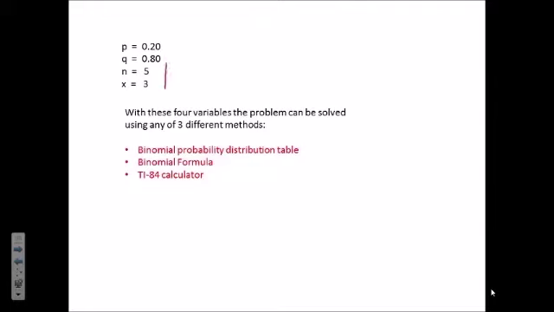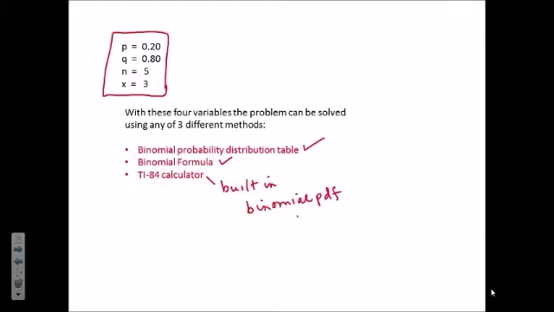So we have found these 4 values, and with those 4 values we can solve the problem either by a table in the book, using the binomial formula, or using the TI calculator, which has a built-in function. It's called the binomial PDF function. So any one of these 3 methods can be employed.